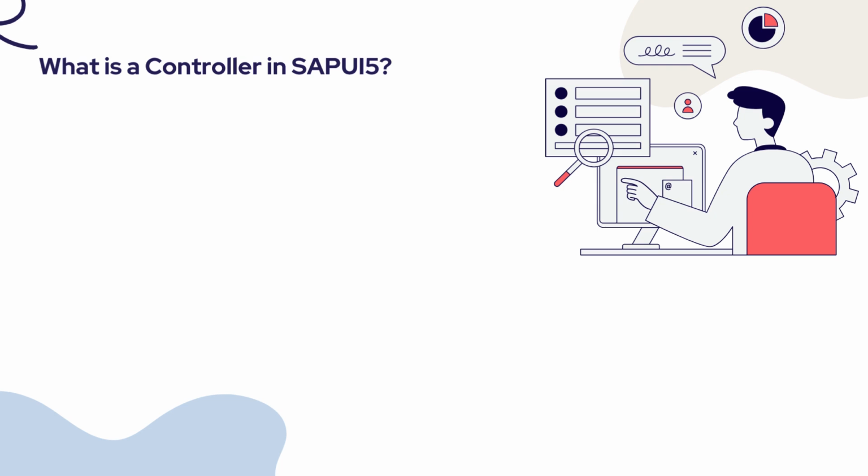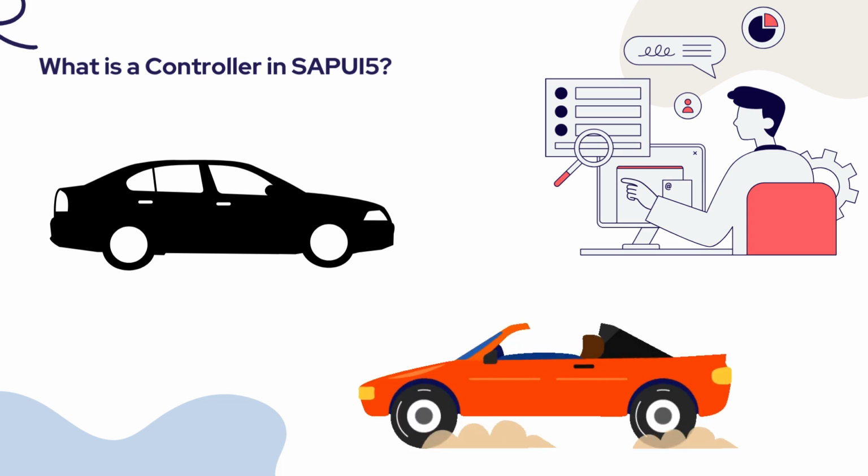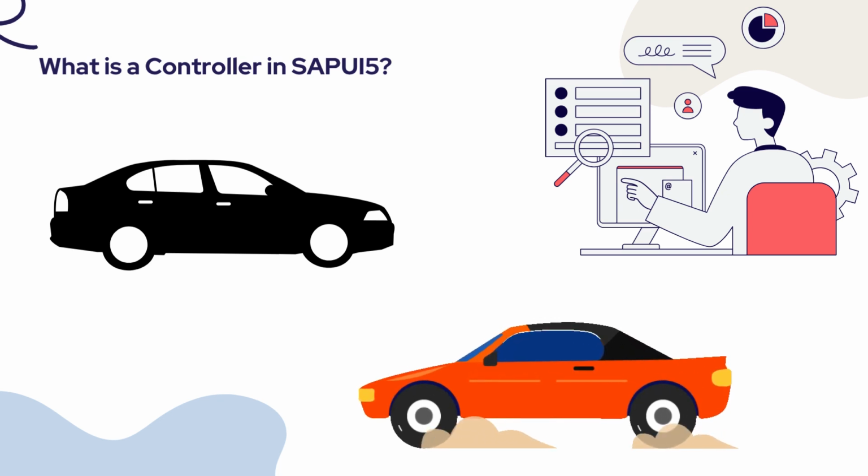Think of your app like a car. The view is the car's body. It looks nice but can't move on its own. The controller is the driver. It decides what happens when you press the button, turn the wheel, or step on the pedal.